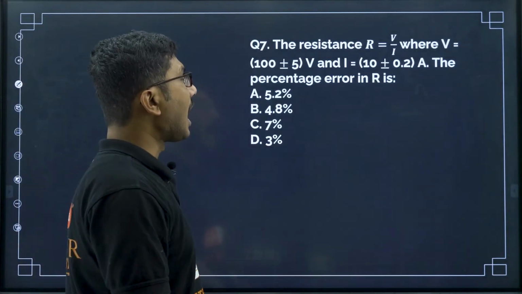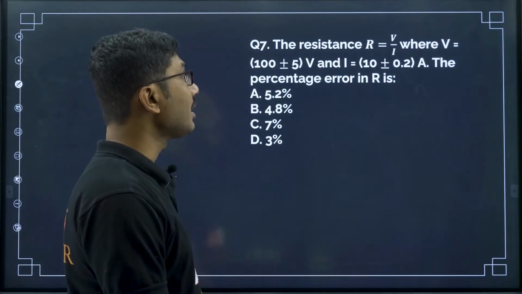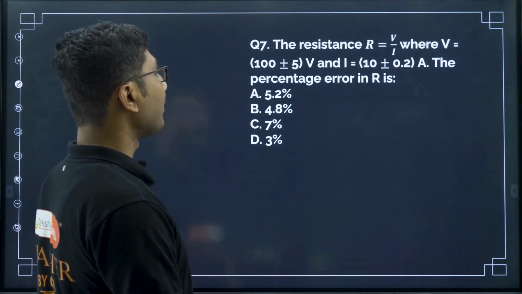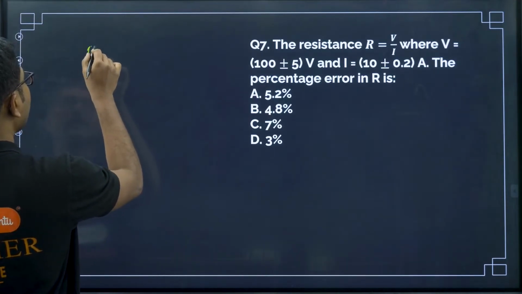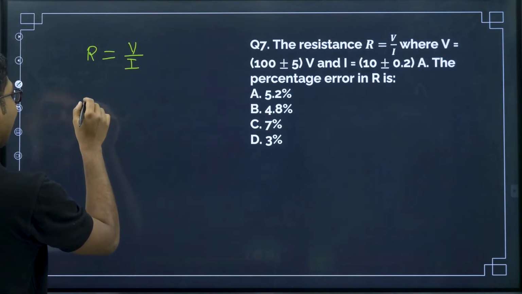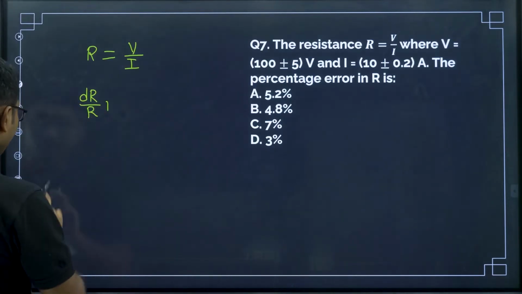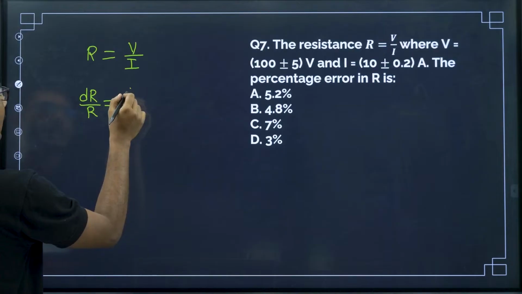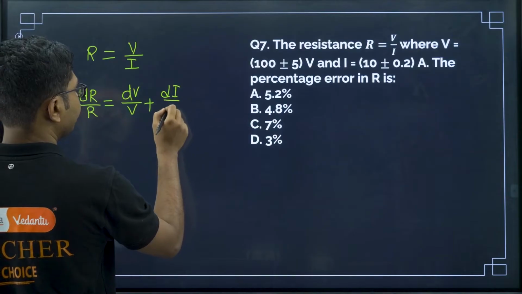The resistance R equals to V by I, where V equals to 100 plus minus 5 volt and current I equals to 10 plus minus 0.2 ampere. The percentage error in R is, so we already know how to solve it. So R is equals to V by I. So we can write this as dR by R. Errors always get added. So you remember that error always gets added, equals to dV by V plus dI by I.